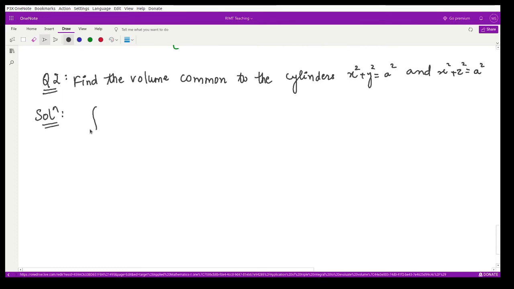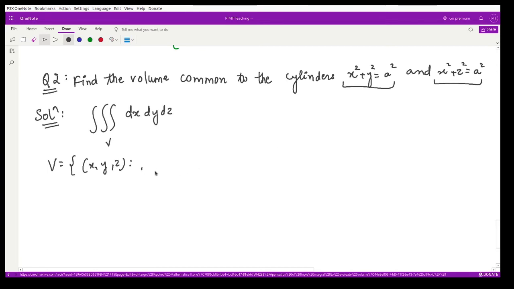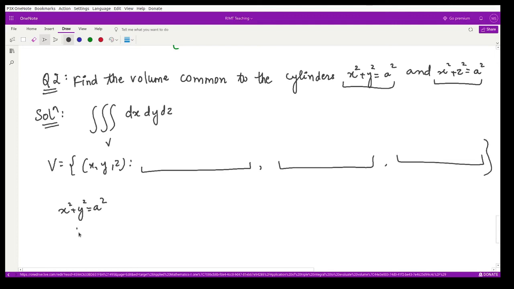So for that, we are seeking the volume of the surface dx, dy and dz. Then what is this volume? It contains all the points x, y, z such that the limits are, we have to determine what are the limits according to this. So that means we are looking for the limits of x, the limits of y, and the limits of z. So for that, we can evaluate using this expression x square plus y square is equal to a square. We can evaluate the limits of y in terms of x. So it comes out to be y is equal to plus minus square root of a square minus x square.